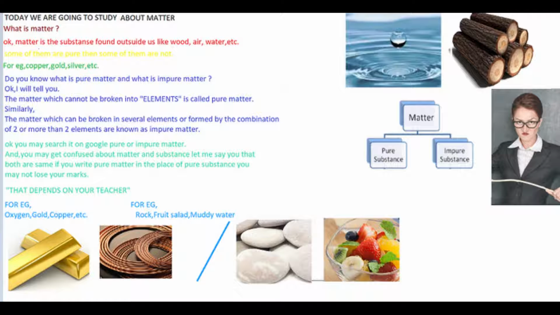Examples of pure matter are oxygen, gold, copper, etc. Similarly, examples of impure matter are rock, fruit salad, muddy water, etc.